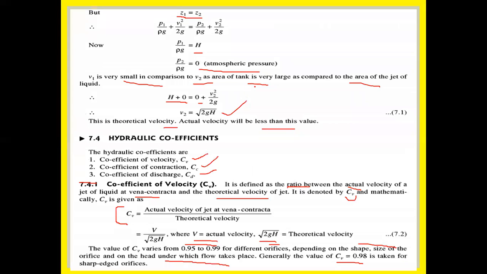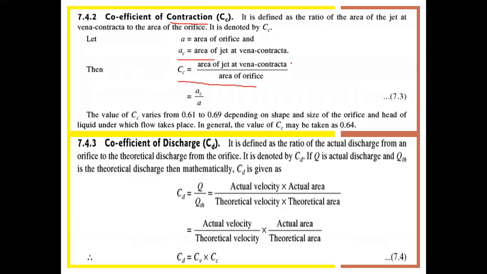Recall the coefficient of velocity: actual velocity at vena contracta divided by theoretical velocity. Here, the area of vena contracta divided by the area of the orifice. Here A is the area of the orifice, AC is the area of the jet at vena contracta. Therefore, CC is equal to AC divided by A. The value ranges from 0.61 to 0.69, depending upon the shape, size, and nature of discharge, and the value of CC is 0.64. Generally, in problems we take 0.64.